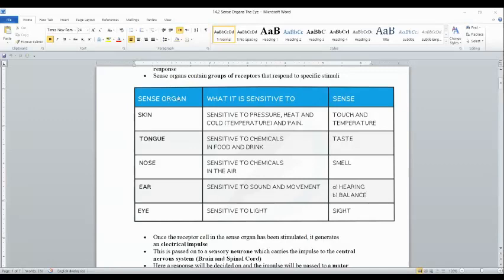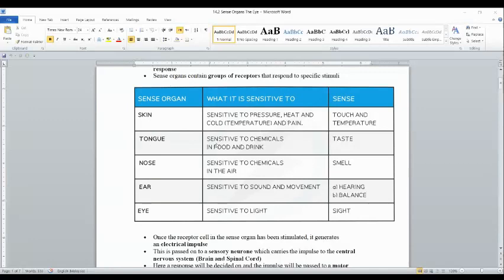So we have different sense organs in our body. One of them is skin, as we already have shown you, and the tongue inside your mouth, and the nose on your face, the ears on your head on both sides, and the eyes, two on the front of your face. What is each sensitive to? What kind of stimuli does it get? What kind of changes? Skin is sensitive to pressure changes, heat and cold temperature changes, and also pain. So it has pain receptors.